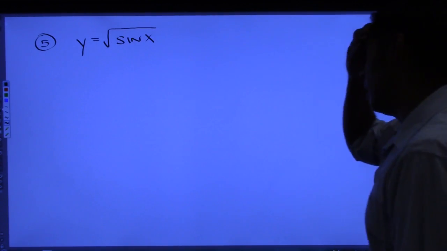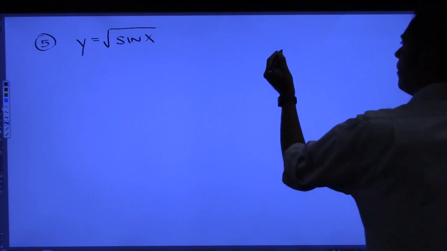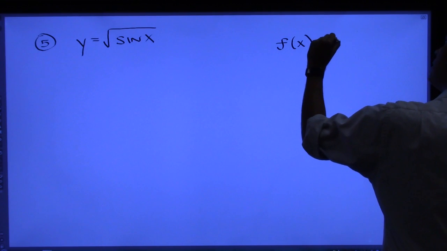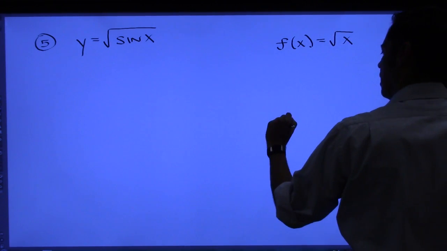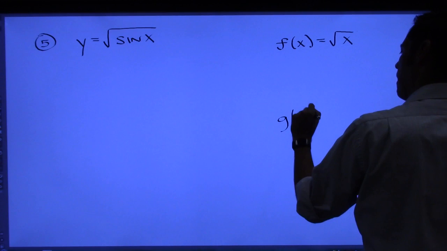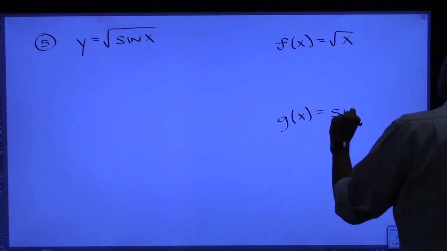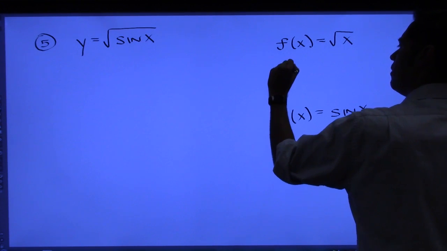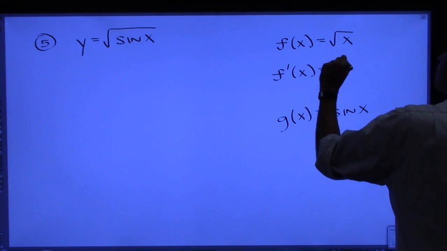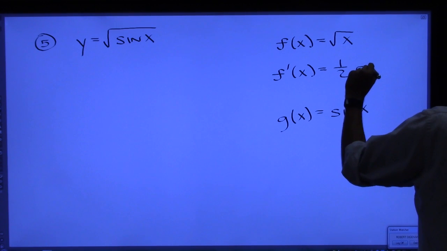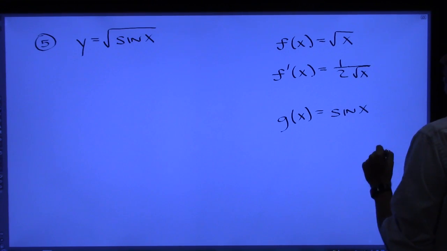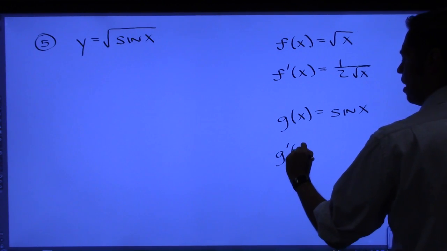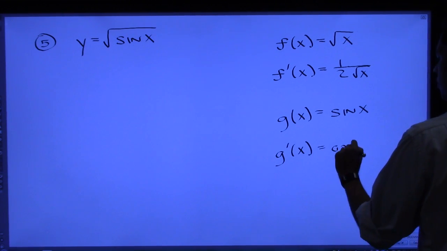All right, so we have an outer function and an inner function. I'm not going to use colors this time. The outer function is the square root of x. The inner function is just sine x. So I know for the chain rule I'm going to need the derivative of each one. The derivative of the outer one is 1 over 2 root x. Sorry, that 1 is on the top of both of those. And then of course the derivative of sine is cosine x.